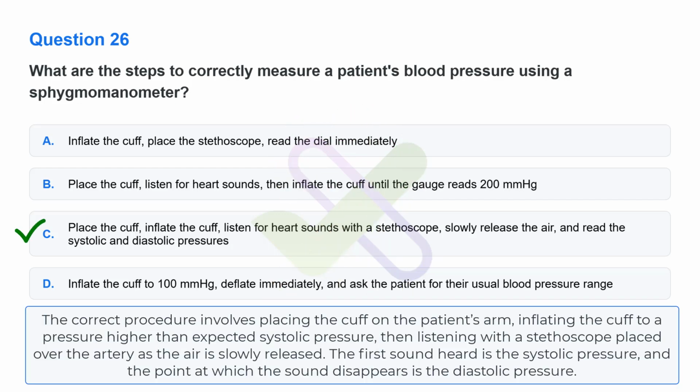The correct answer is C. Place the cuff, inflate the cuff, listen for heart sounds with a stethoscope, slowly release the air, and read the systolic and diastolic pressures. The correct procedure involves placing the cuff on the patient's arm, inflating the cuff to a pressure higher than expected systolic pressure, then listening with a stethoscope placed over the artery as the air is slowly released. The first sound heard is the systolic pressure, and the point at which the sound disappears is the diastolic pressure.